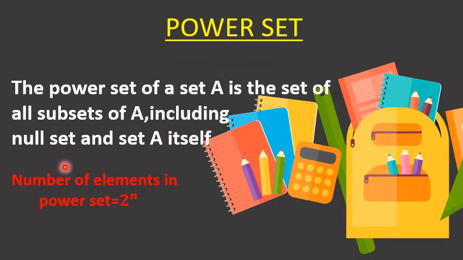And how can we find the number of elements in the power set? How can we know how many total subsets there will be for the given set? There is a formula for it. It is 2 power n, where n denotes the number of elements in the set. For example, if there is a set A equal to 1, 2, 3, then there are 3 elements. You will replace n here with 3, 2 power 3, which is 8. So it means the total number of subsets of that set A would be 8.